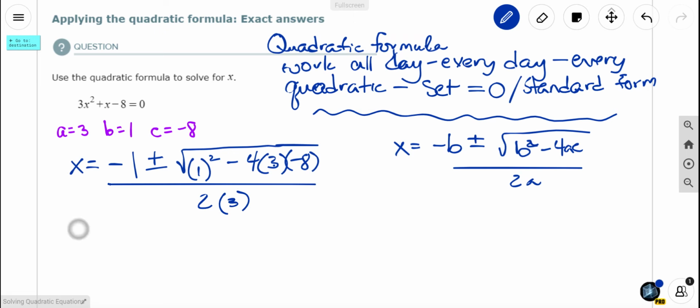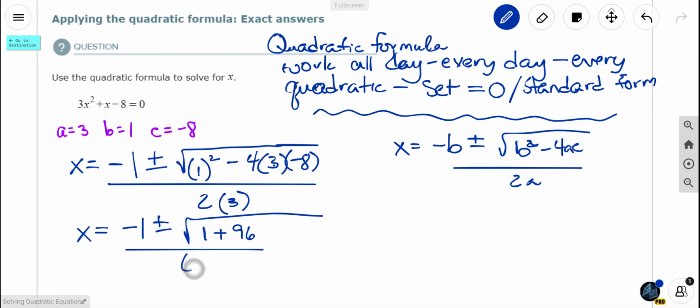And now you do the math. Don't lose the x. Everybody loses the x. Plus or minus the square root of 1, and then this is going to be 4 times 3 is 12. 12 times 8 is, oh my God, what is 12 times 8? 96. So plus 96. Do you see? Because it's a negative times a negative. All over 6. So x is equal to negative 1 plus or minus the square root of 97 all over 6. So the final answer looks like this.